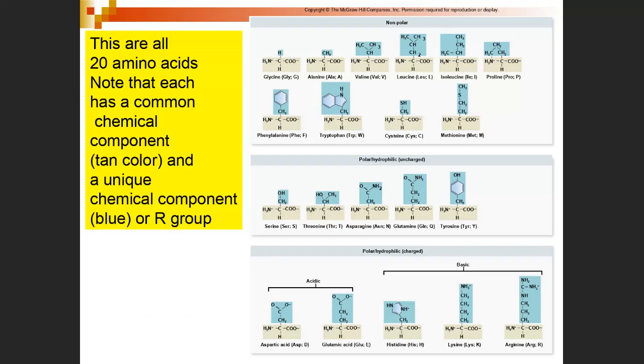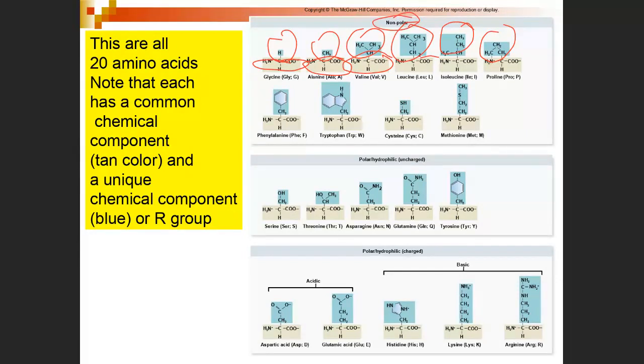So these are examples of all the 20 amino acids. The boxes in the brownish, the tan color, is the basic structure, and this is the same for all 20 of them. What changes is the blue box, which is different for every one of the 20. Having said that, all 20 could be put into different groups.